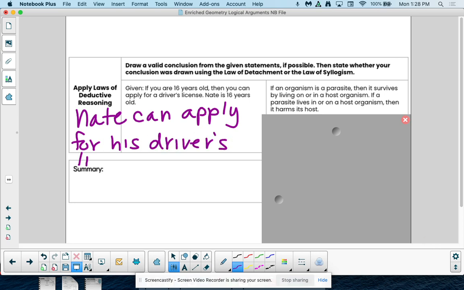Okay, now though we need to decide, folks, what law did we use? Detachment or syllogism? And maybe you guys want to label that. Here's P, there's Q. P is true, so Q is true. You guys try the last one.